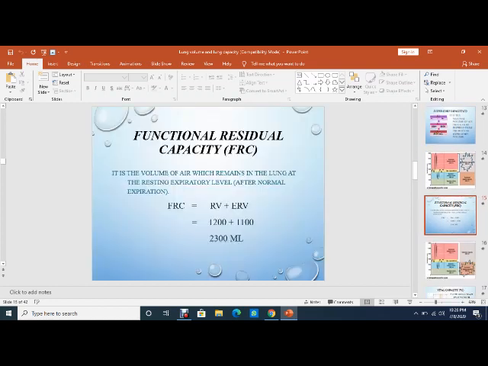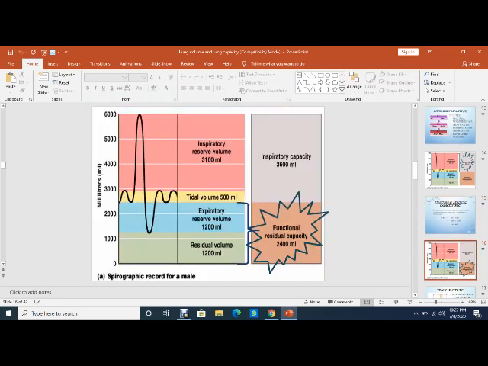Functional residual capacity is the volume of air which remains in the lungs at the resting expiratory level after normal expiration. It is residual volume plus expiratory reserve volume. Residual volume is 1200 and expiratory reserve volume is 1100, so functional residual capacity is 2300 ml. This diagram shows it again with the same picture.